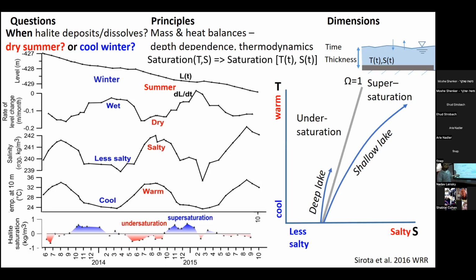And the answer first is by our observations. We managed to develop a very precise way to measure saturation in our lab. So we see that indeed during the winter, we have supersaturation and the highest formation of salt. And during summer, we have undersaturation and dissolution of salt in the Dead Sea, and during the winter, formation of salt. Why is that? It's very surprising.